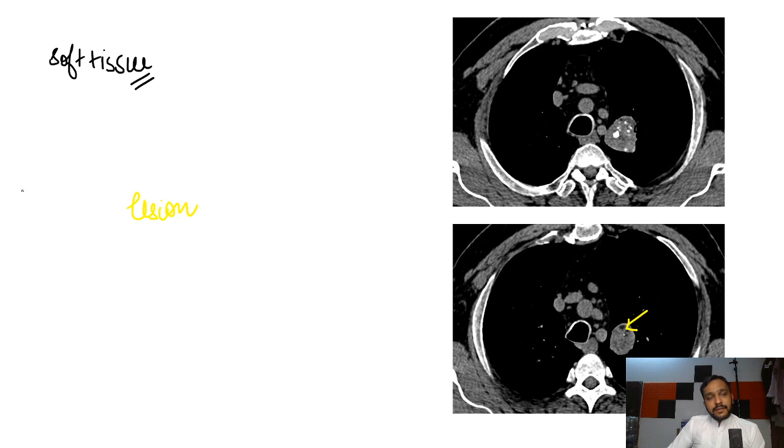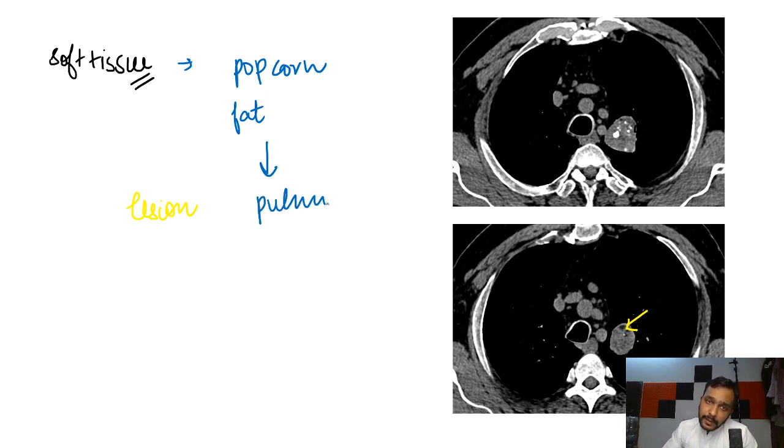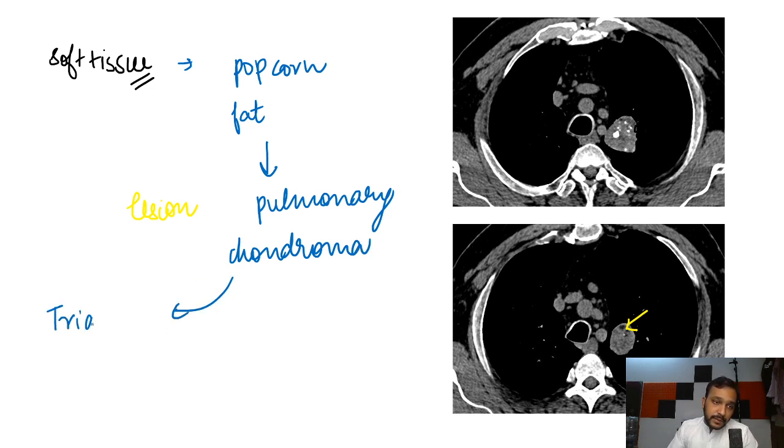So coming to the next case, a soft tissue lesion that is showing calcification, popcorn calcification, and fat attenuation contents within. So this is the most common benign tumor of lung, that is pulmonary chondroma. Okay, you have to tell me the triad that is associated with this syndrome, and what are the components of the triad, in the comment section below.